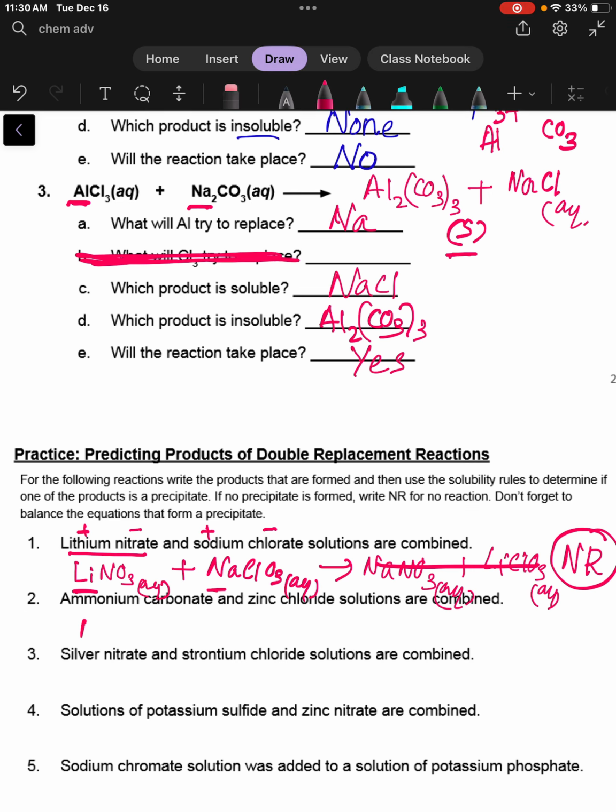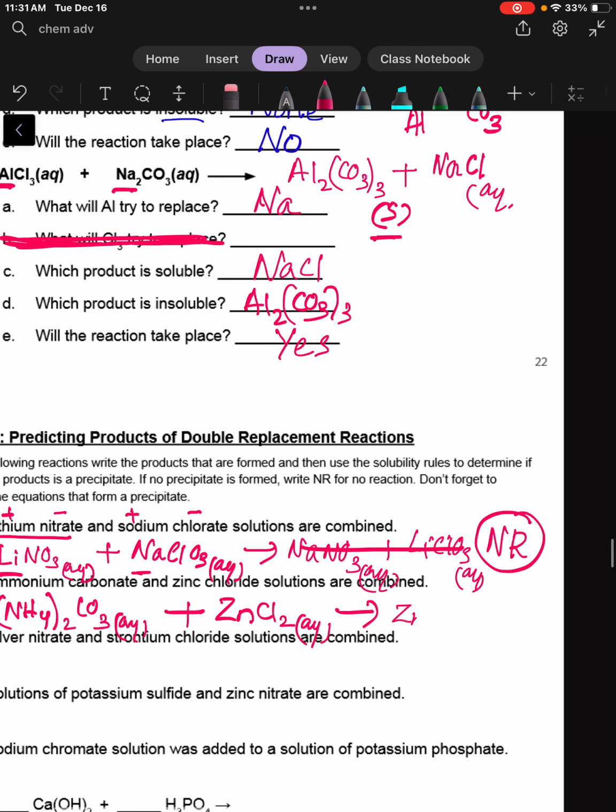The second one is ammonium carbonate. Ammonium is NH4 twice, CO3. Carbonate has a charge of 2. AQ plus zinc chloride is ZnCl2, which is also AQ, and you are swapping them. So zinc will go with carbonate and ammonium will go with the chloride. And when you check, ammonium chloride is AQ and this is solid.